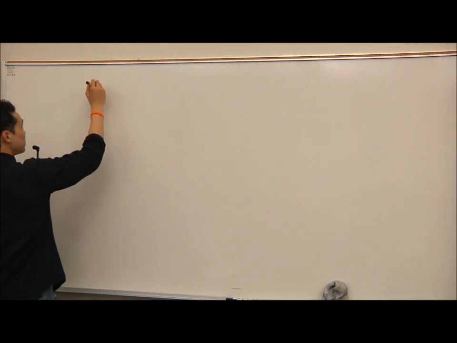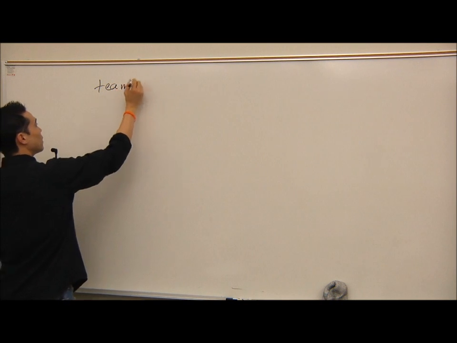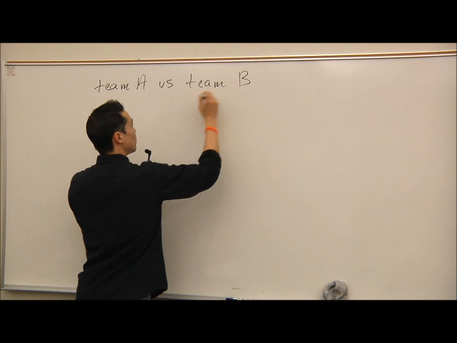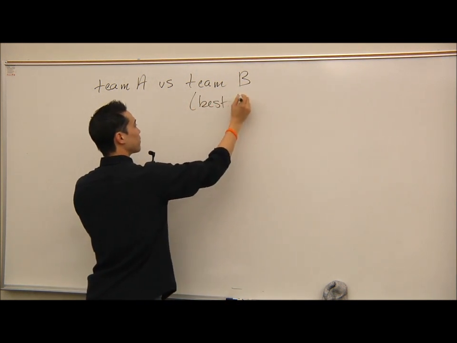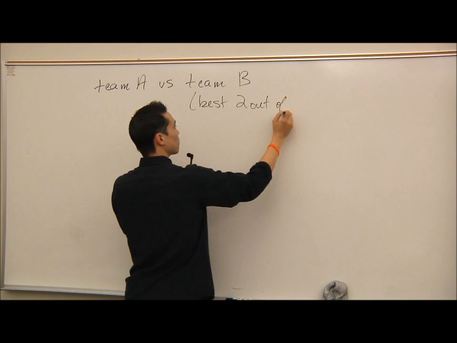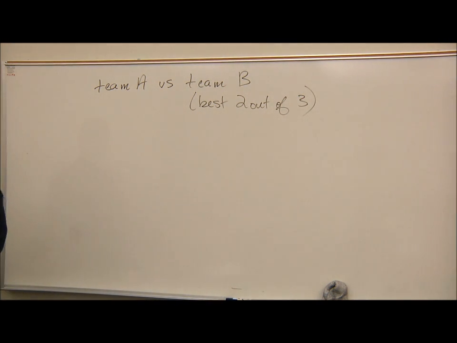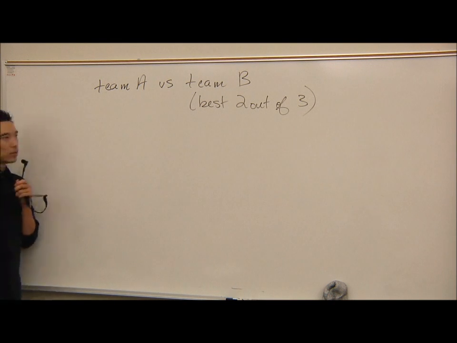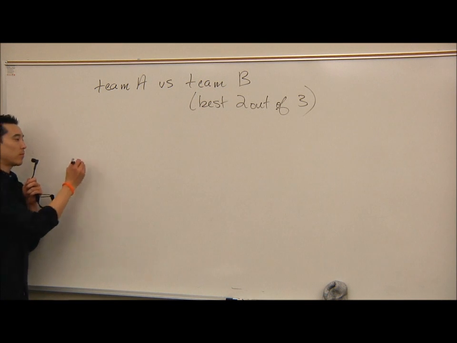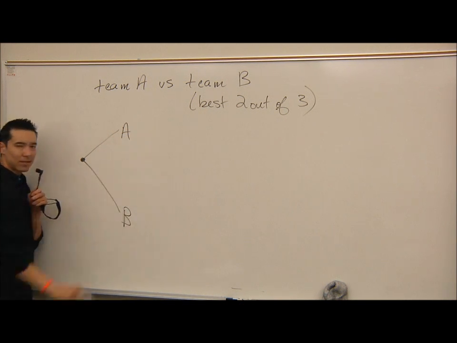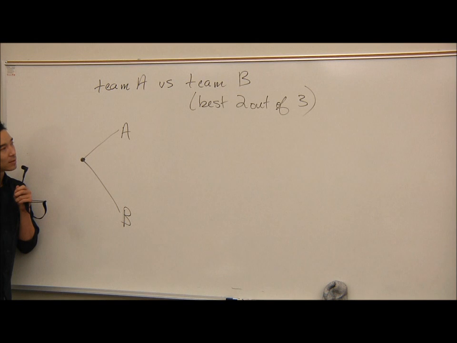All right, so we have Team A versus Team B. Best 2 out of 3. The first team to win 2 games is the winner of this tournament. So let's do a tree diagram. We play game 1. What could happen with game 1? Who could win? Team A could win, or B could win. Let's assume no ties in this particular example, because I wouldn't know what to do.